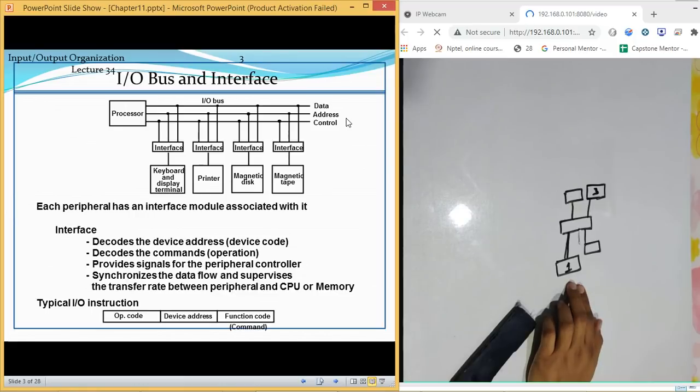Then, second, let us assume we are not having only a print command, we are having a scanner as well. So, what type of command is it? Is it a command for scanning the data, a command for printing the data, or a command to refresh the printer? What type of command is it? That is the task of the interface: to decode that operation and instruct the device to perform it. Okay, then this interface also provides the signal to the peripheral controller.